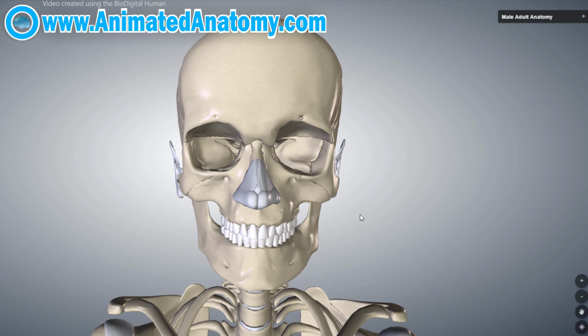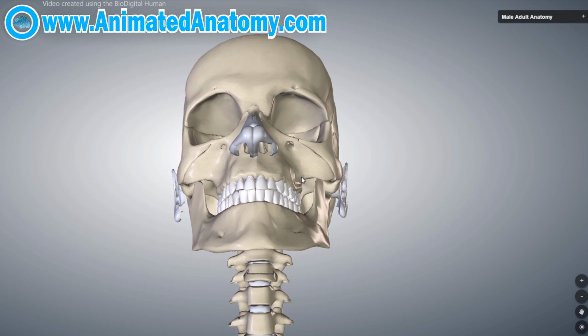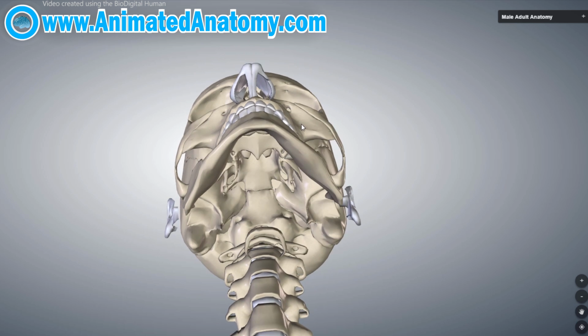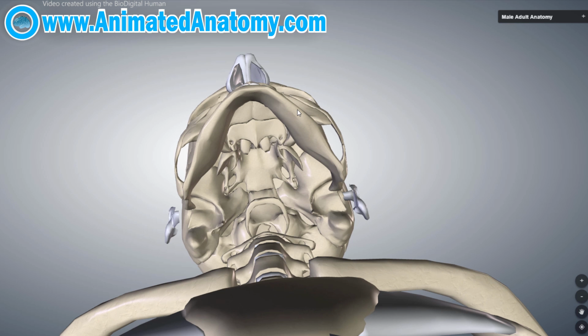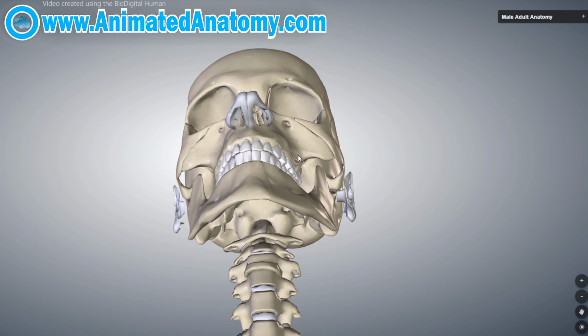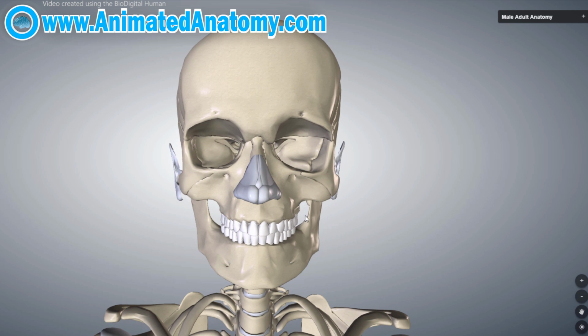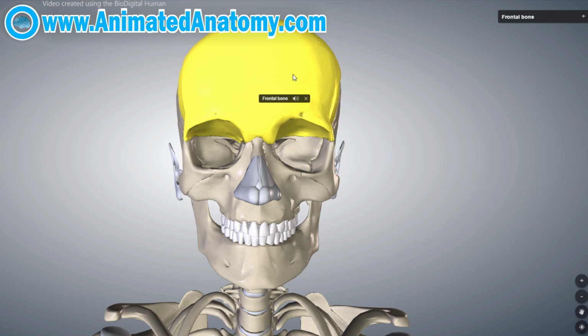So now I will talk about the anatomy of the skull from the anterior point of view. Later I will move on to explain the skull anatomy from down below and from the inside. Now let's get back to our anterior point of view. You see this big bone right here.